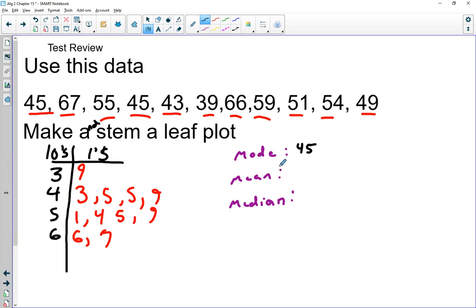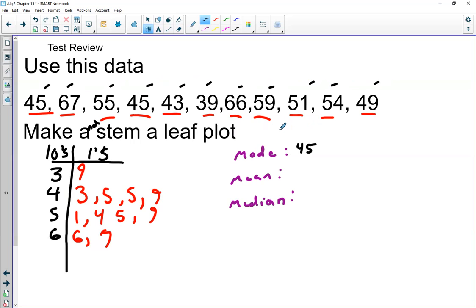The mean, so the average of what occurs. The mean, the average, is going to be when you add it all up and divide it by how many numbers you have. So I have 1, 2, 3, 4, 5, 6, 7, 8, 9, 10, 11 values.